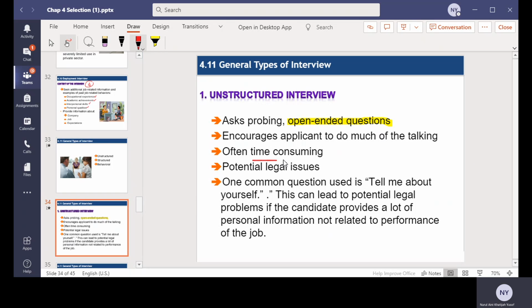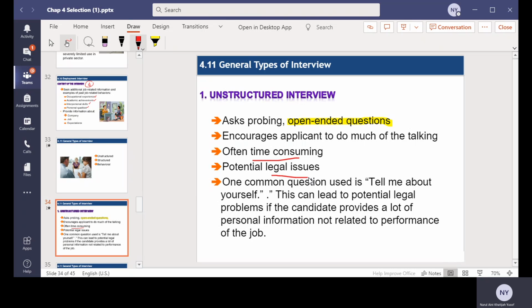But it is time consuming, because some candidates, especially the experienced ones, give quite lengthy answers. They tend to share, okay, I have been working with this company for 15 years, I'm doing this. So it's quite time consuming. Okay, but there is also potential legal issue.